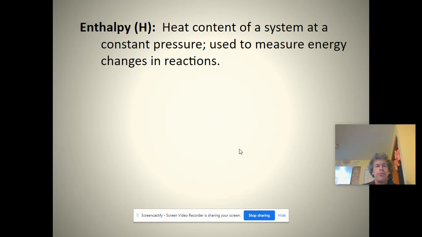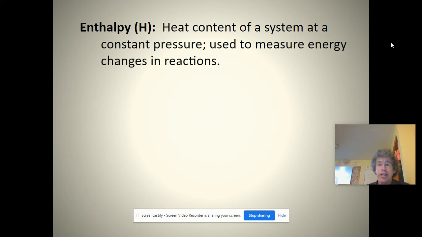Now, we also have some terms. So enthalpy is the heat content of a system at constant pressure, and it's used to measure energy changes in reactions. So in the previous case, we were looking at a substance and either heating it or cooling it or changing the state of the substance. Now, we're going to talk about when we have actually reactions and when we have change in energy in reactions.